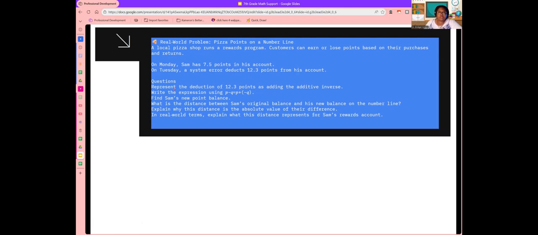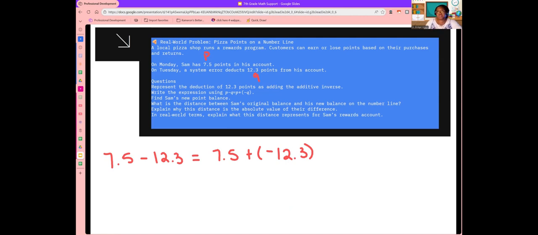All right, for the first two, we can connect because we will be showing it as the additive inverse when we write the expression. So p minus q, so we can say what he used to have on Monday is p, and what was deducted is q. So 7.5 minus 12.3 is equal to 7.5 plus a negative 12.3.